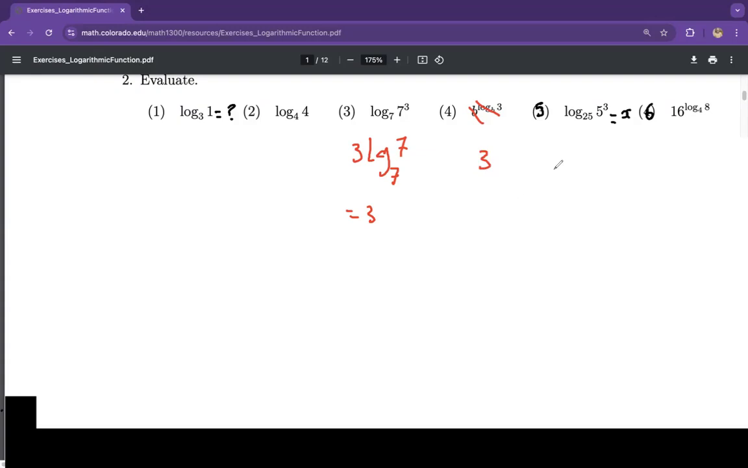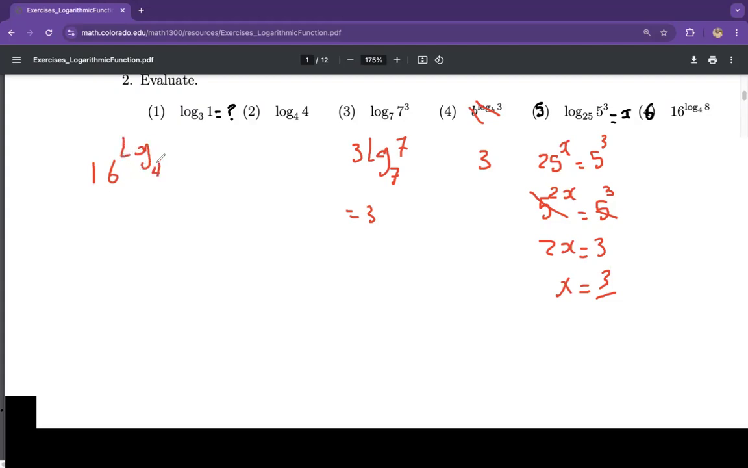This here, you go 25 to the power of x should equal 5 to the power of 3. You want to make the bases the same here. So 25 is 5 squared, and you still have the x equals 5 to the power of 3. Cancel the bases. 2x equals 3. x equals 3/2. 16 to the power of log base 4 of 8.